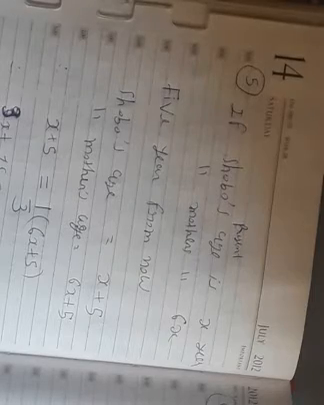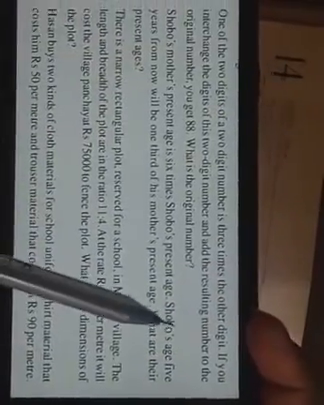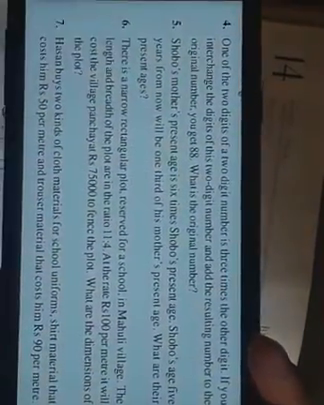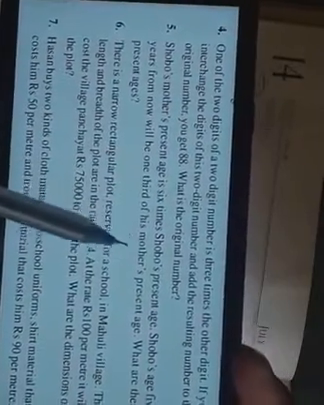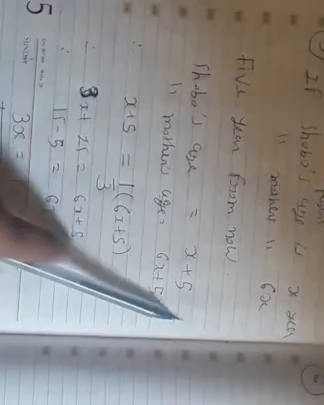Now what is the second part here? Shobo's age 5 years from now. It means that we have to add 5 to Shobo's age and his mother's age, and Shobo's age will be 1/3 of his mother's age. So after 5 years, Shobo's age will be x plus 5 and his mother's age will be 6x plus 5. Now Shobo's age is 1/3 of his mother's age. That is the question.